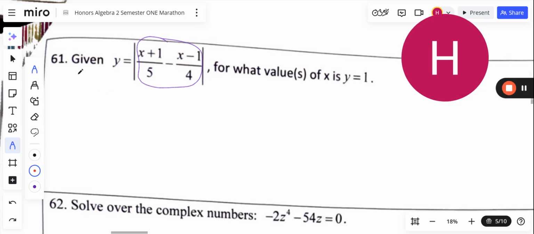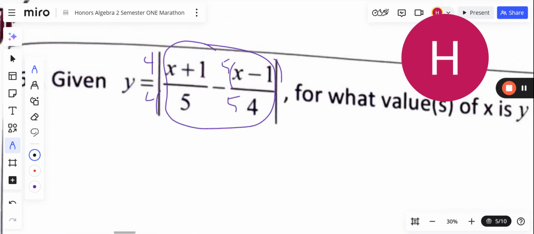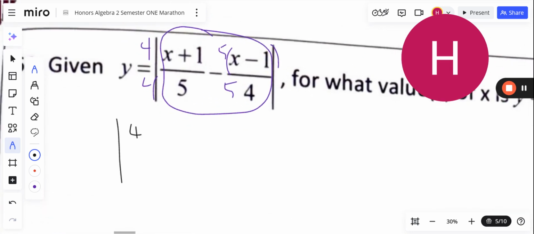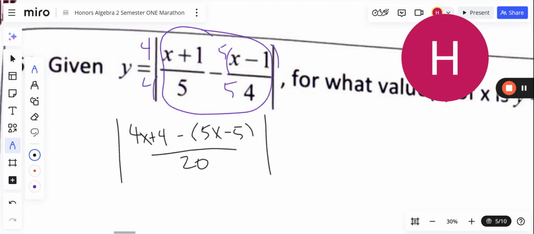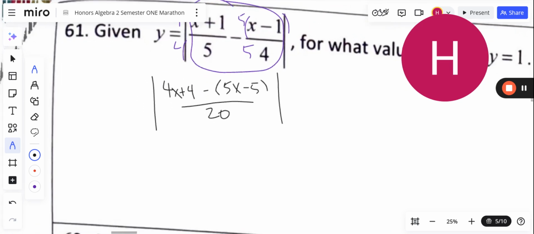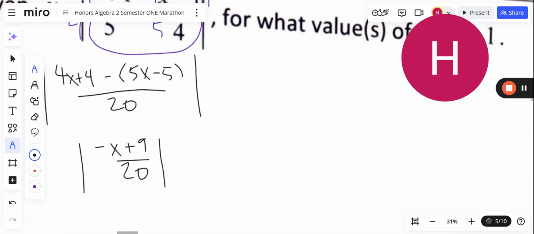So what we're going to do here is multiply the first fraction by 4 over 4, and the other one by 5 over 5, which is going to leave us with the absolute value of 4x plus 4 minus 5x minus 5, and this is all over 20, right? So we're going to end up with the absolute value of negative x plus 9 over 20. And we're trying to figure out when this is equal to 1.